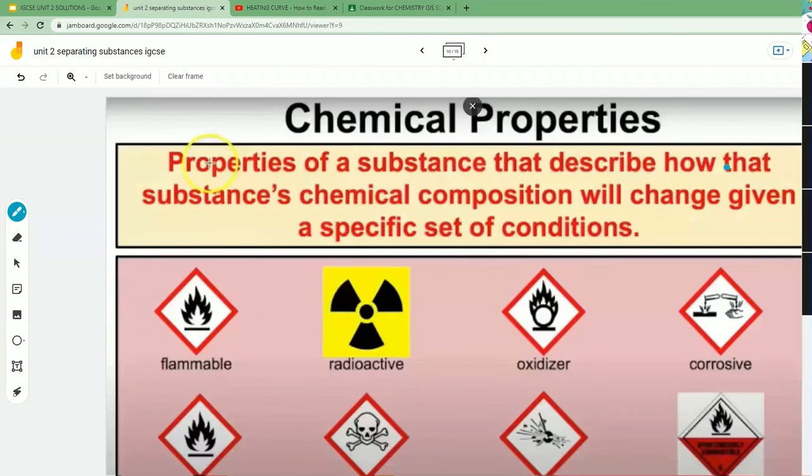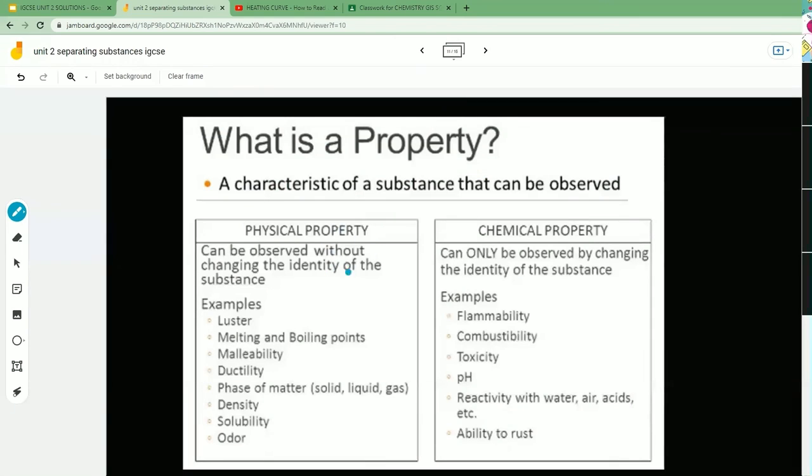Chemical properties of a substance describe how that substance's chemical composition will change if I put that substance into a specific condition. Okay, so here are some physical properties. Physical properties mean melting and boiling points. If you are discussing melting and boiling point, you are discussing physical property. If you are discussing phases of matter, physical property. But if you discuss toxicity, pH, flammability, okay, then this means they are chemical properties. What are these terms? We will discuss in the next class, okay? Okay, let's start the quiz and then you are good to go.